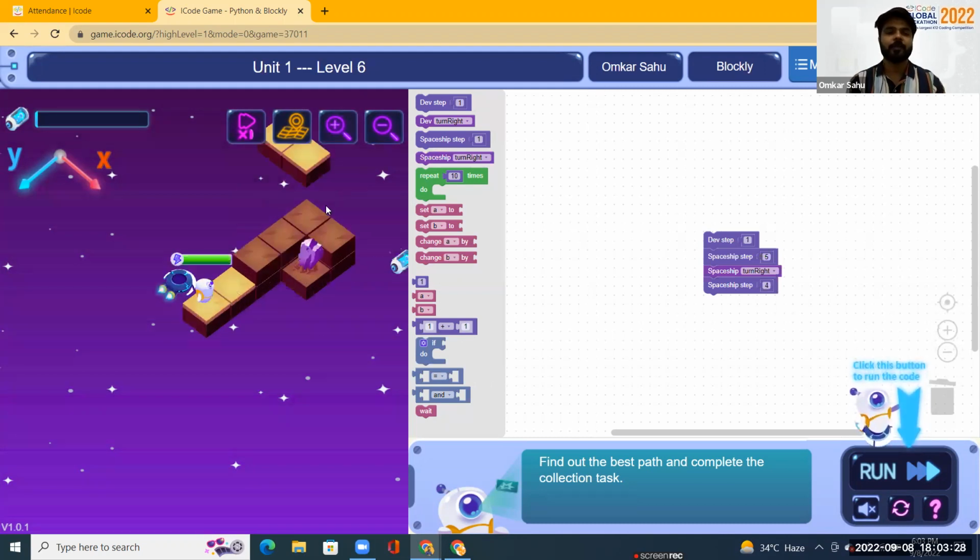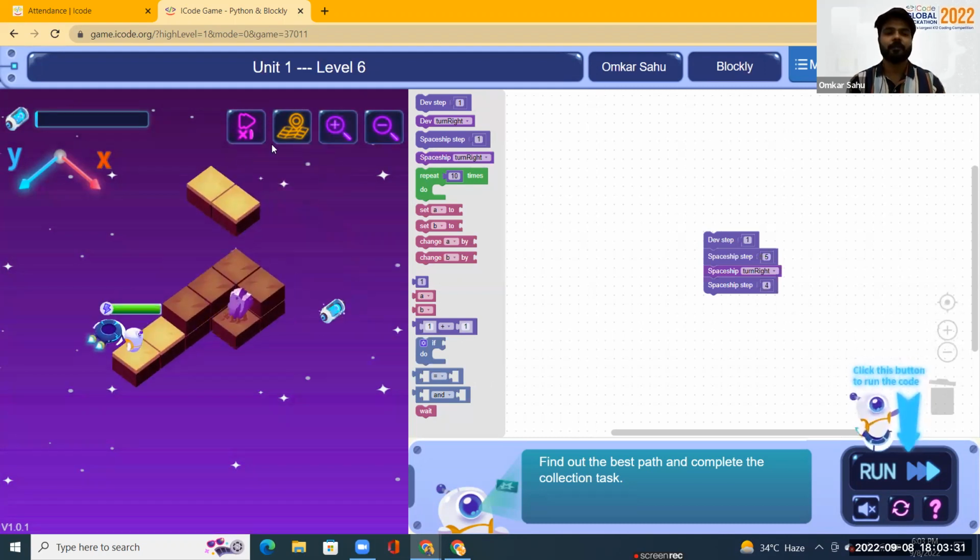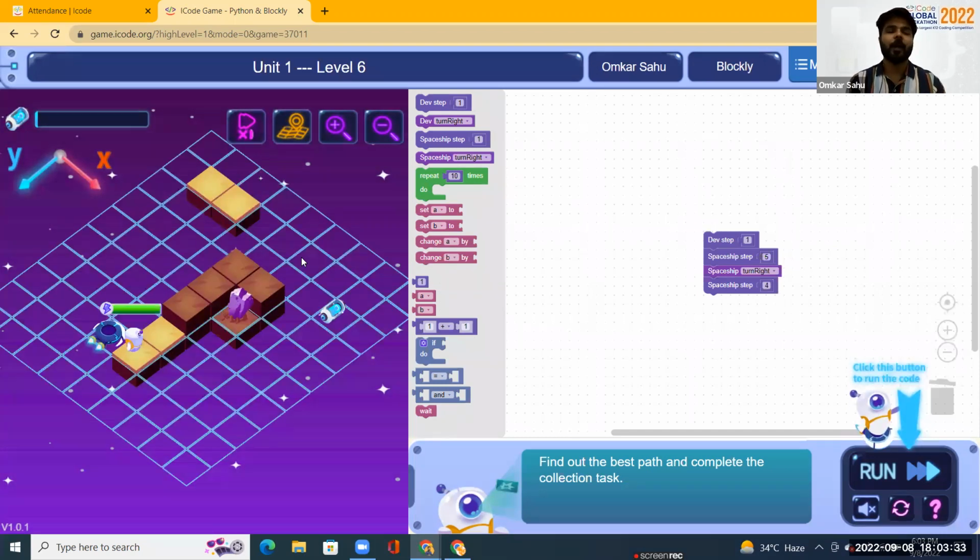As you can see, we need to click on the map view to see how many grids we have to take. We have to ask the character Dave to jump one step on the spaceship, and then the spaceship should make a move in the forward direction, and that's how you will be able to see the code like this. Clear? So have a look at it.